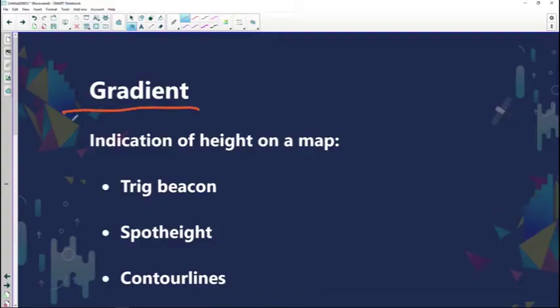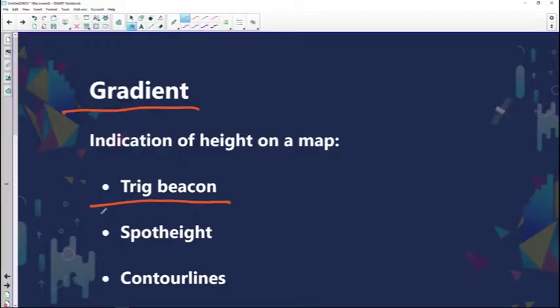Now, our next topic that I want to discuss with you is gradient. When you think about gradient, we think about the steepness of a slope. We want to see how steep a slope is. Is it a gentle gradient, that's a flat area, or is it a steep gradient, where there's a huge inclination?